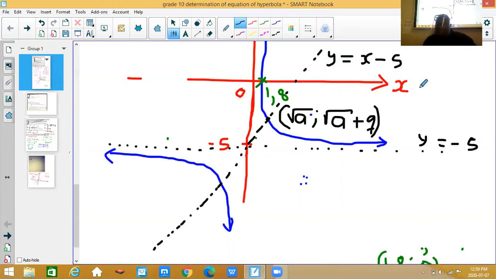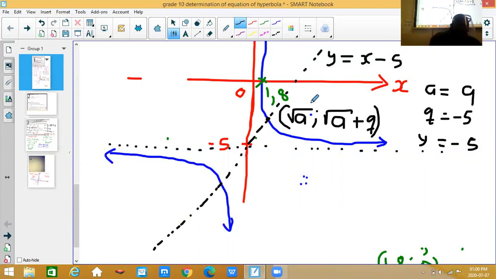Right? What is our A? 9. And what is our Q? Our Q is -5. Now you take this number and plug it here. Now, hello? Oh, yes. Yes?